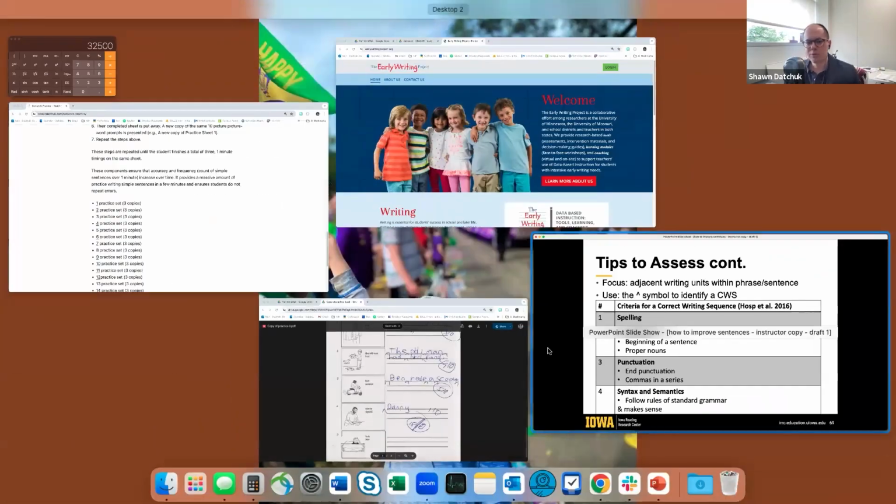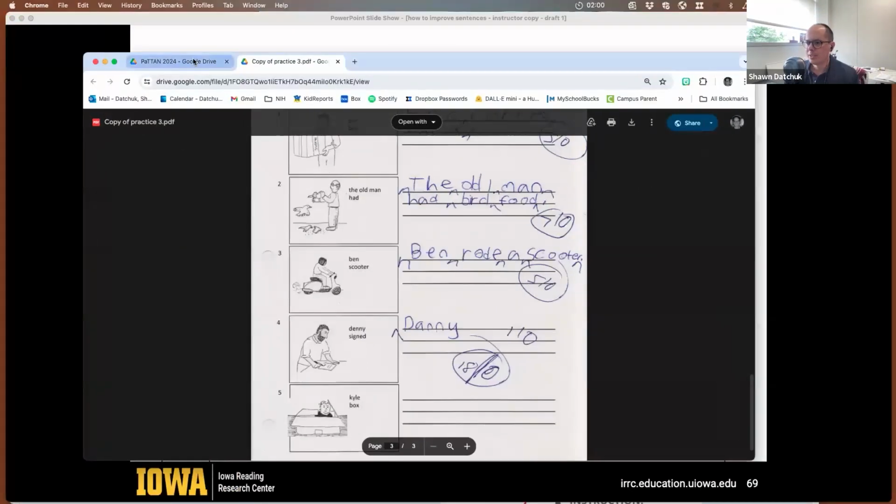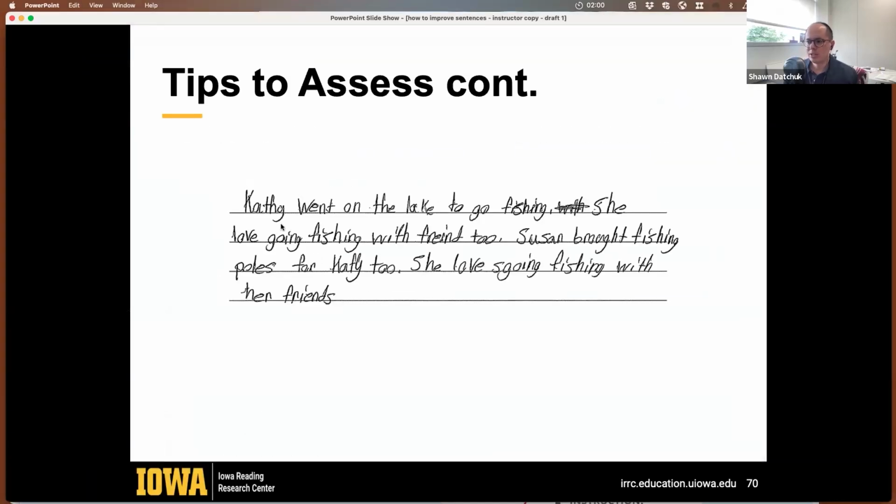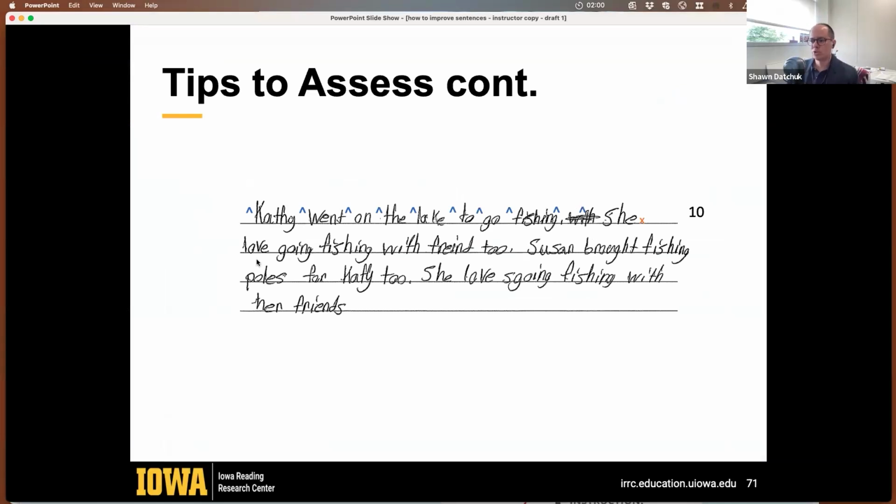Looking at the Google Drive folder that I shared, there are different scoring rules that I've shared. So you have the Ames web. Here you have a copy of a scoring guide for correct and incorrect writing sequences. But you can then sort of use that to also score. So here would be capital K, Kathy went on the lake. So went through all here. They get correct writing sequences around the period.